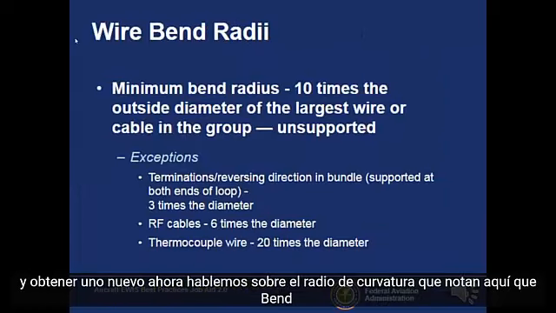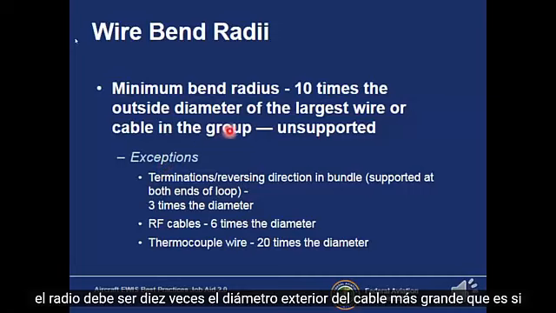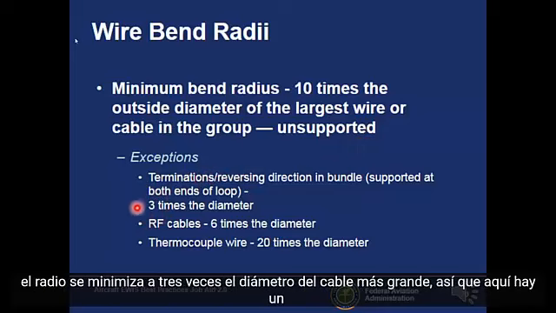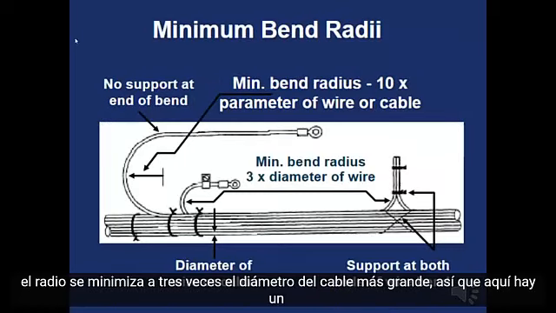Now let's talk about bend radius. You notice up here that bend radius needs to be 10 times the outside diameter of the largest wire. That's if the group of wires is unsupported. If the bundle of wires is supported, that bend radius is minimized to 3 times the diameter of the largest wire. So here's a picture.